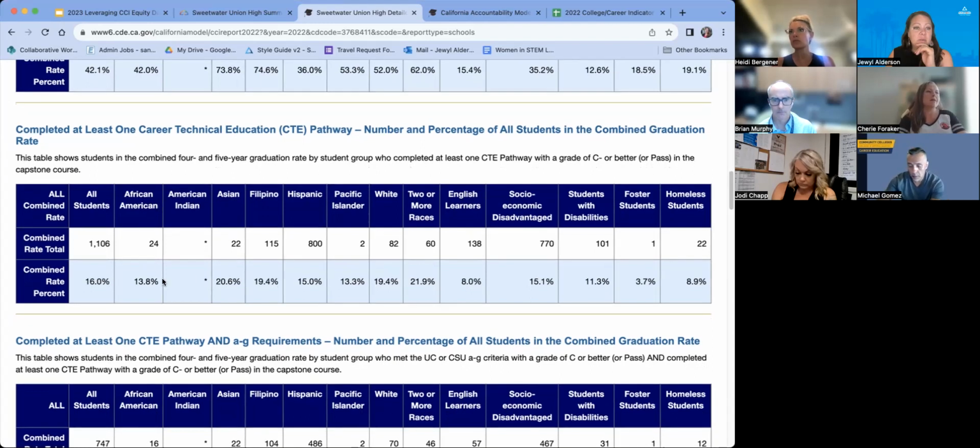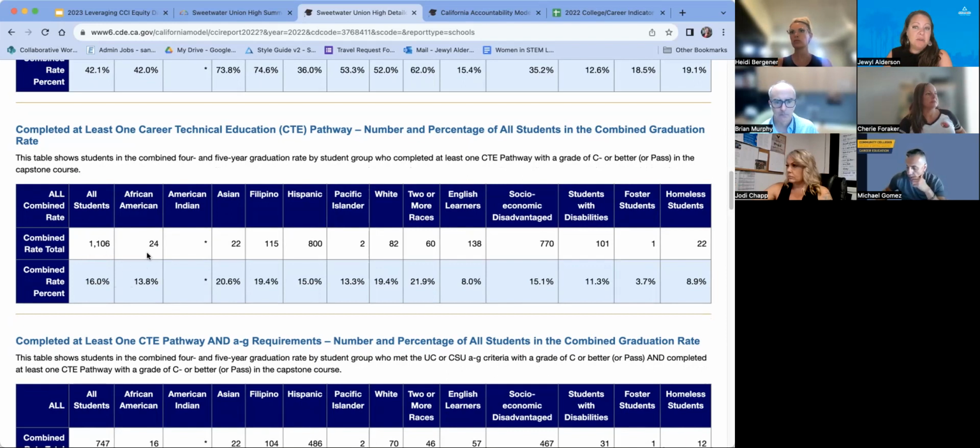And so here, what we can see is in Sweetwater, they had about 1,100 students complete at least one CTE pathway. What does it mean to be a CTE pathway completer? That means you completed a concentrator and a capstone, a two-course sequence in the same pathway, with a C- or better. Right. So these are over 1,000 students in their district. That's about 16% of their graduates.